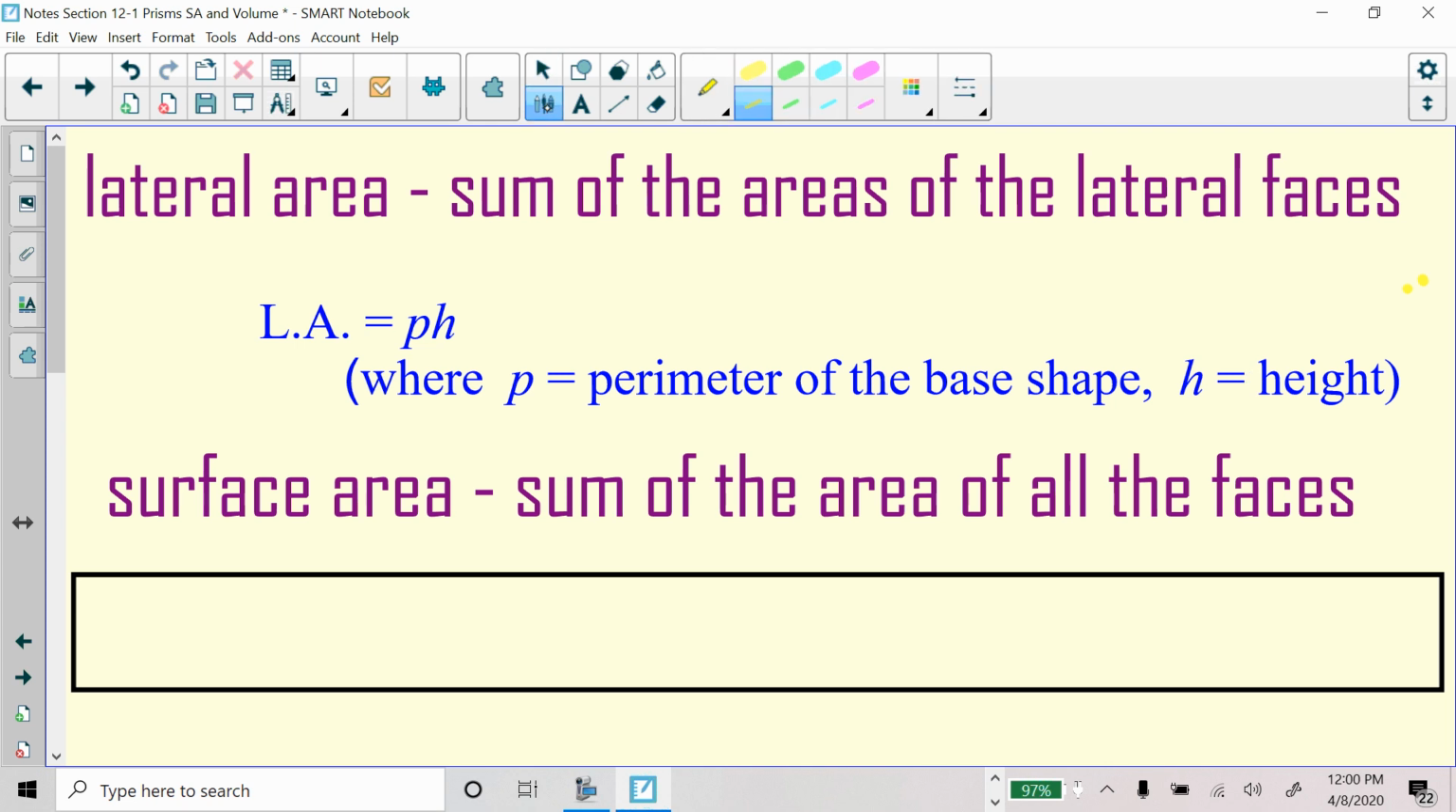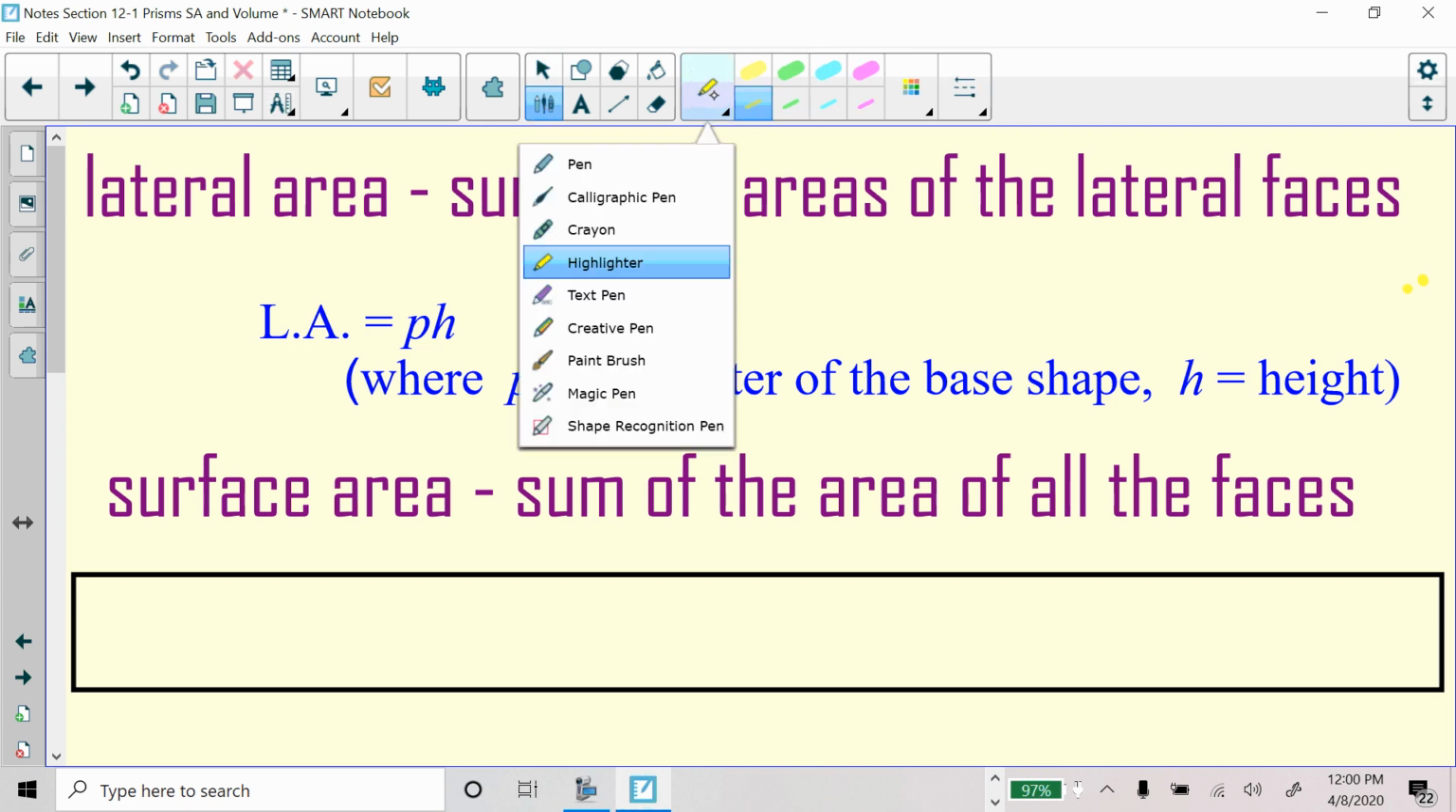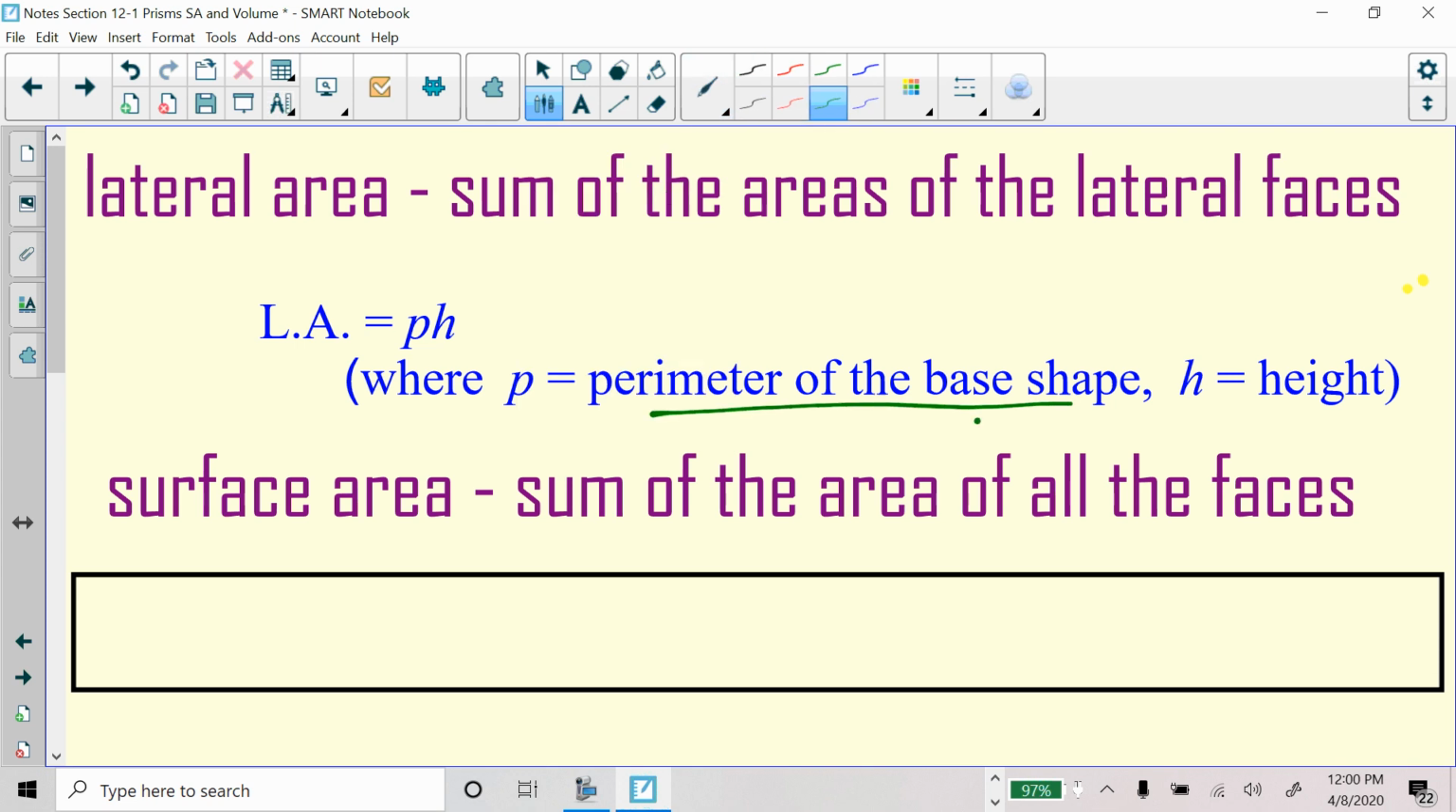But the lateral area is the perimeter of the base shape times the height. Remember that we're talking about the base shape, whether that's a rectangle or a triangle or a hexagon or something else. And the height is the height of the prism. That's an important part as well.